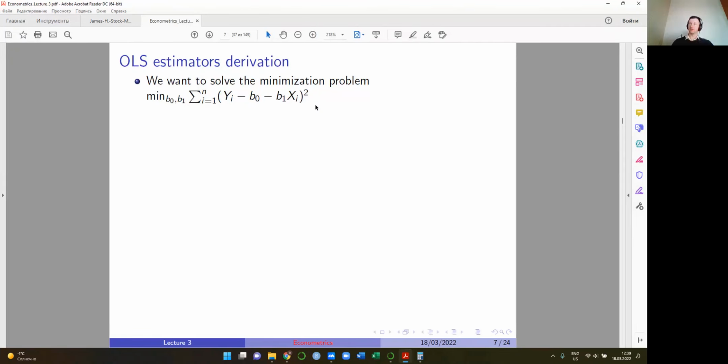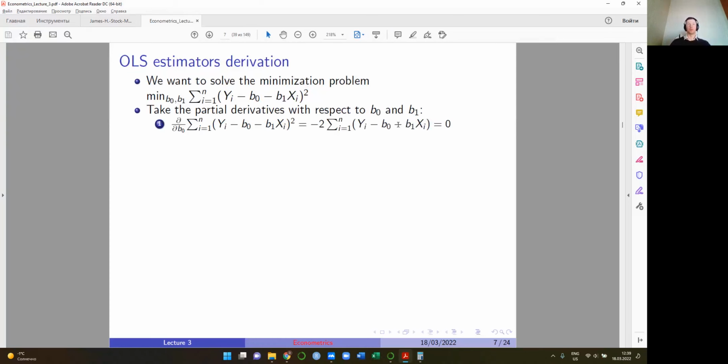How do we derive it? We take derivatives, of course. We take this function and we take derivatives with respect to the unknown parameters beta 0 and beta 1, the parameters that we want to find. Since this is a function of two arguments, we take partial derivatives with respect to b0 and b1.